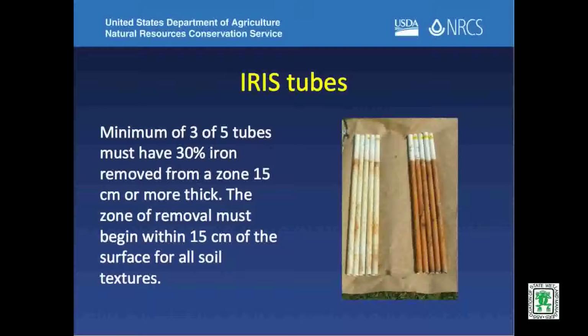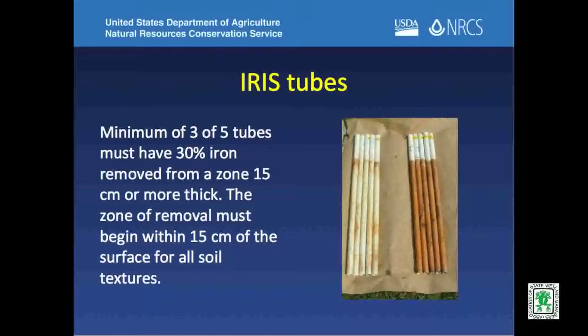You can see in the picture on the left-hand side, these iris tubes were in a wetland, and you can see all the paint has been removed from the tube. On the right-hand side, these tubes were placed in an upland, and you will get microsites where you get anaerobic conditions, but you will not get very much paint removal from the tube.